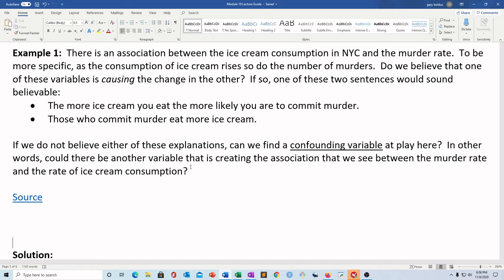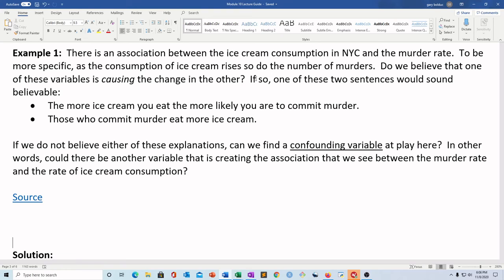What's going on? Is one of these causing the other, or is there something behind the scenes? So, right here we have that question. Do we believe that one of the variables is causing the change in the other? If so, we would say something like this. The more ice cream you eat, the more likely you are to commit murder. That's one direction. Ice cream sales go up, causes murder. Somehow eating ice cream is causing people to want to murder more.